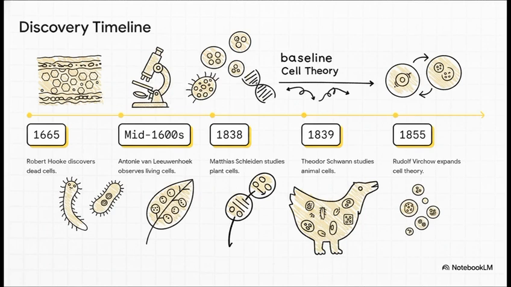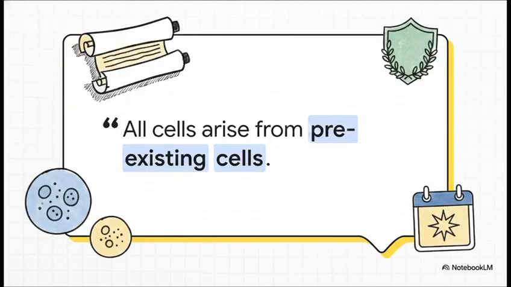And that's exactly where Rudolf Virchow stepped in during the year 1855. So, the crucial takeaway here is the phrase omnis cellula e cellula, which directly translates to all cells arise from pre-existing cells. Virchow added this brilliant piece of insight to finalize and expand the cell theory. And honestly, it's just mind-blowing that this single phrase completed the entire puzzle of early biology.